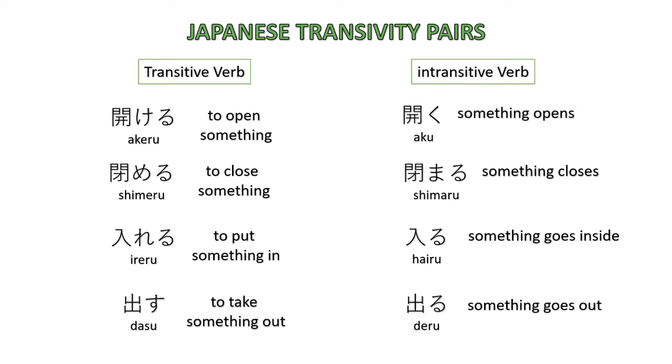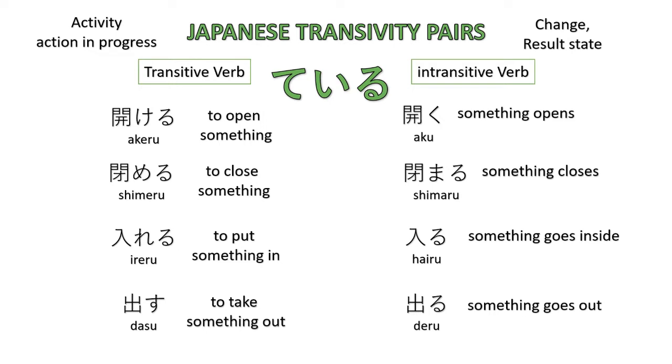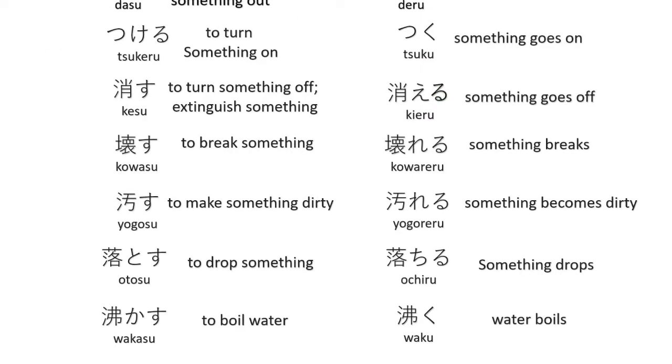Now we can add iru in the te form of the verb for transitive and intransitive verbs, and we will get the same result. So if we add the te iru in the transitive verb, the verb becomes activity in progress or action in progress. Okay? While if we add te iru in the intransitive verb, it means the change in the state of something or someone. And these are the verbs that we have just discussed in the last video. These are the transitive verbs and their intransitive counterparts.